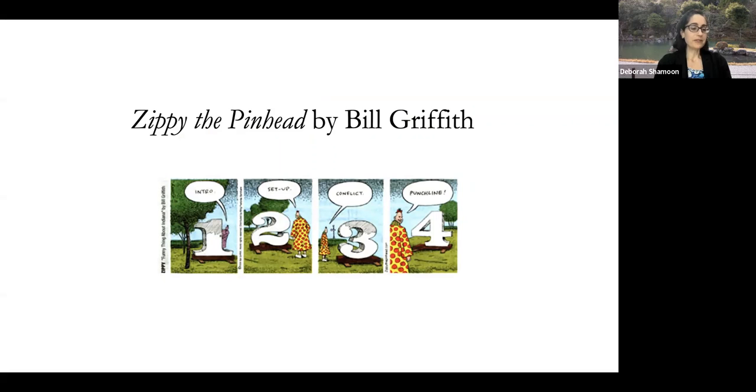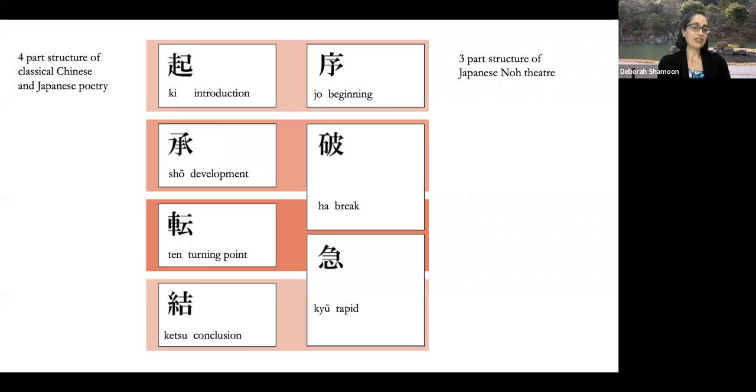American cartoonist Phil Griffith breaks the conventions of the form down to its basic parts here: intro, setup, conflict, and punchline. And this 4-part structure was also commented on way back in 1927 in Japan in an essay in Asahi Graph by the cartoonist Okamoto Ippei. And he discusses 4-panel or Yonkoma strips in terms of classical Chinese poetry, with the form Kisho Tenketsu, which means introduction, development, turning point, and conclusion. And this 4-part structure is still widely used in East Asia across many media.